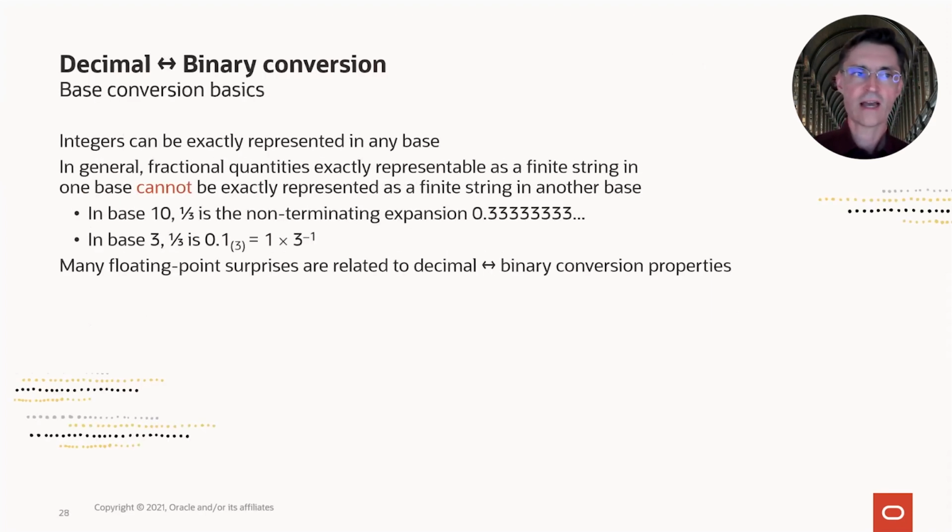So integers can be exactly represented in any base. In general, fractional quantities exactly representable as a finite string in one base cannot be exactly represented as a finite string in another base. For example, in base 10, 1/3 is a repeating fraction, 0.33333. However, if we use base 3 instead, 1/3 is 0.1. It's a terminating fraction. Many of the floating point surprises we see are related to issues converting between binary and decimal.